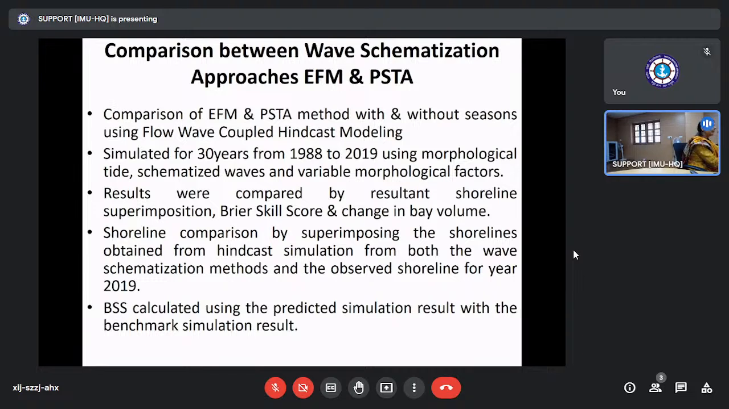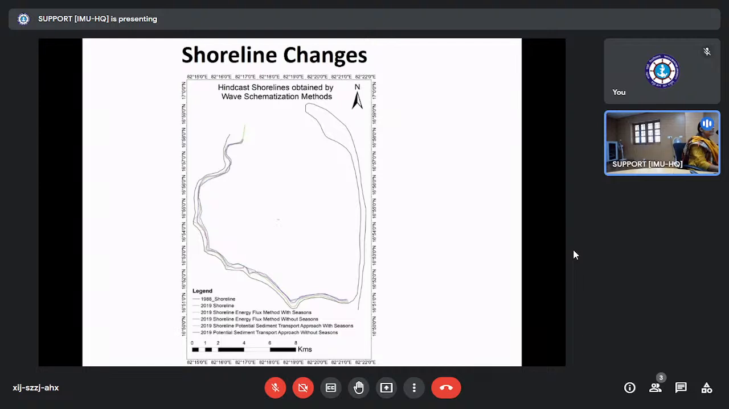I have simulated the period, and the results were compared by comparing the shorelines, how shorelines have accreted, how shorelines have changed using these two methods with and without seasons. Breyer's skill score, which again compares the predicted shoreline with the benchmark simulation, and then how much volume has changed in the bay. So these are the shoreline changes which have been formed using, there is 1988 shoreline, 2019 benchmark simulation shoreline, and then we have energy flux method with seasons, without seasons, potential sediment transport approach with seasons and without seasons.